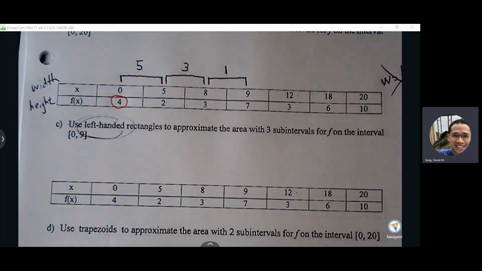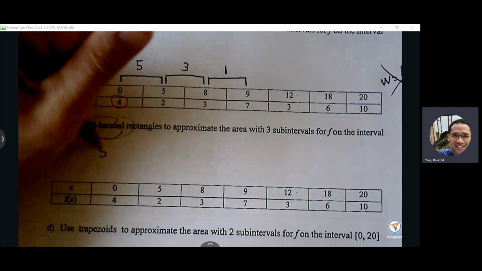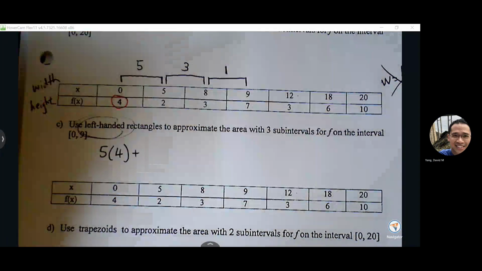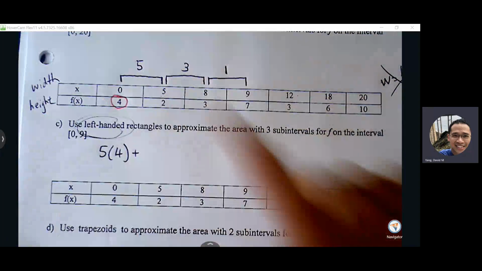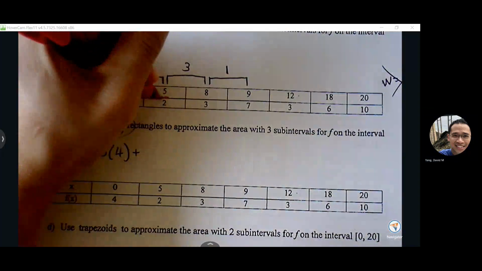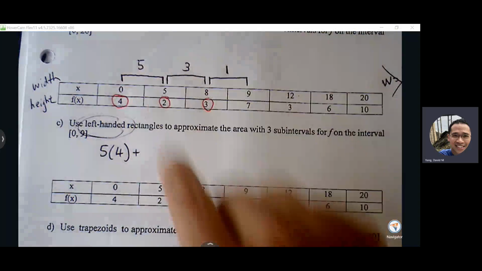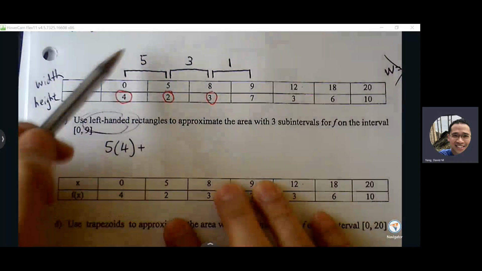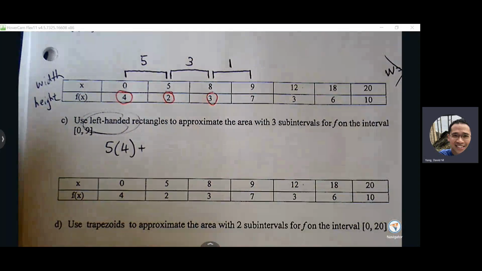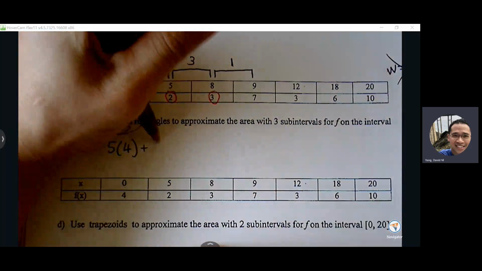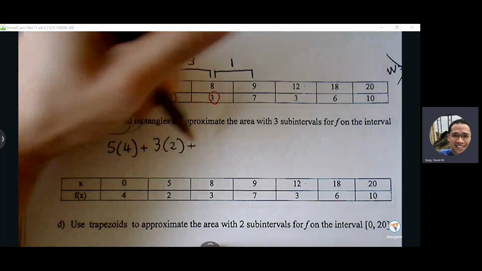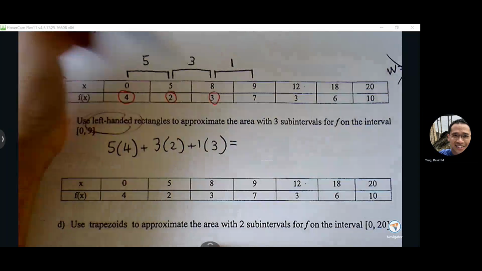5 times 4 is the area of your first rectangle. Second rectangle, we want to choose a height of 2. And third rectangle, you would choose a height of 3. Okay, width times height, area of rectangles, right? So area of the first rectangle is 5 times 4. Second rectangle is 3 times 2. Third rectangle is 1 times 3. Add those up.